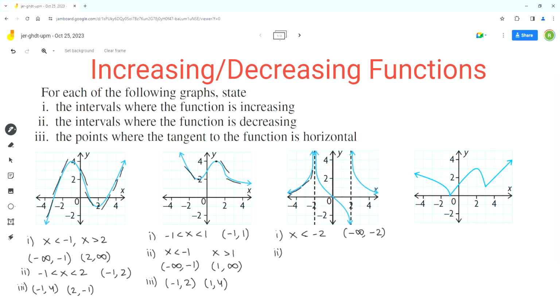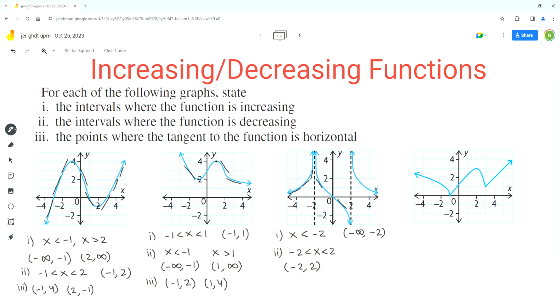Now the interval for which the function is decreasing, and that's the part of the curve between -2 and 2, because all tangents to this part of the curve have a negative slope. So the first interval will be x is between -2 and 2, and in interval notation it will be written as (-2, 2).